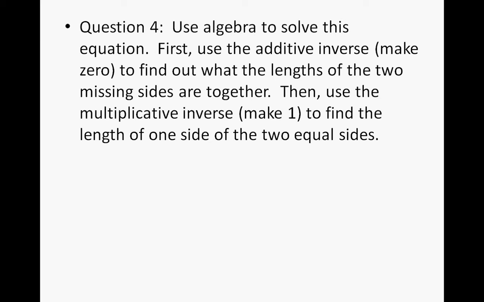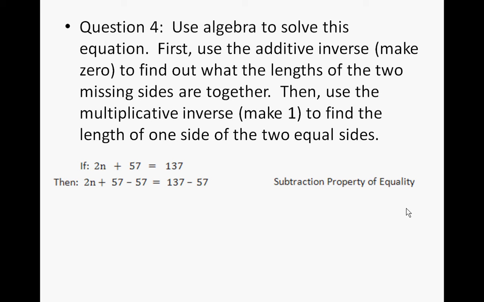Use algebra to solve this equation. First, use the additive inverse to make 0 to find out what the lengths of the two missing sides are together. Then use multiplicative inverse to make 1 to find the length of one side of the two equal sides. So if 2n plus 57 is equal to 137, then we can say that 2n plus 57 minus 57 is equal to 137 minus 57. That is the subtraction property of equality.